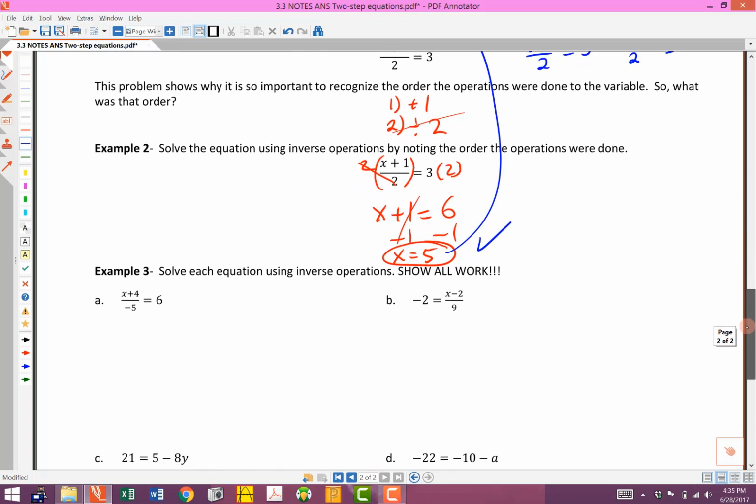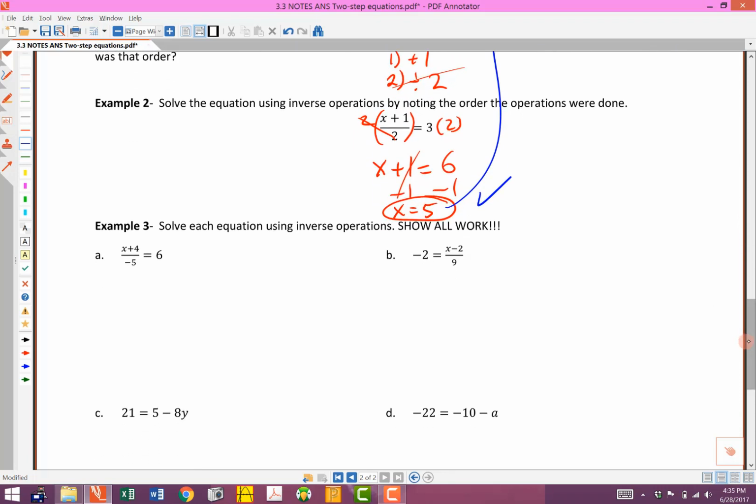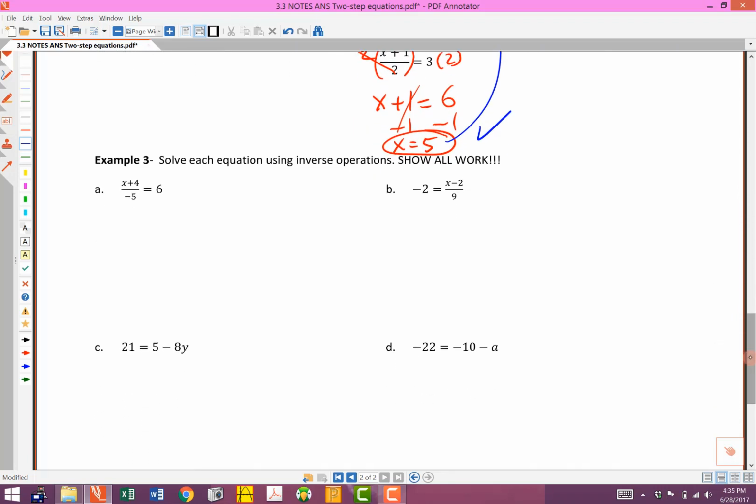And people tend to struggle with these, so we're going to practice on several of these before we get started here. So these are actually the first couple of examples here. So let's take a look. So we're going to use inverse operations.